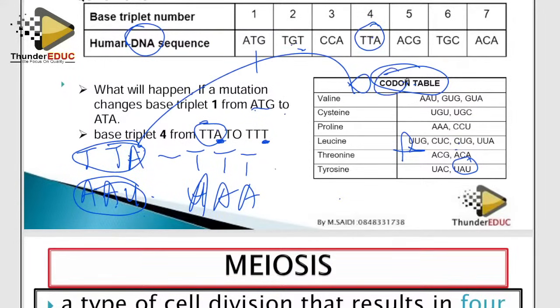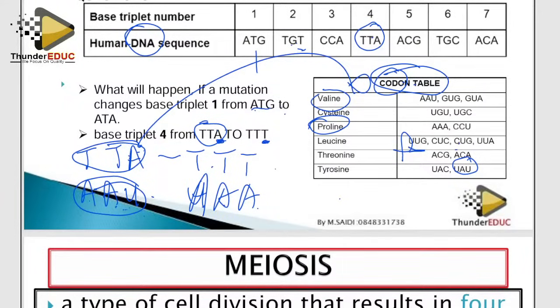Why? Because this is codon. So I have to change this DNA into anticodon. Sorry, into codon. So now AAU is what? AAU is valine, isn't it? And then now TTT, when I convert it into messenger, is going to be AAA. AAA is proline. You see that a different amino acid is formed.